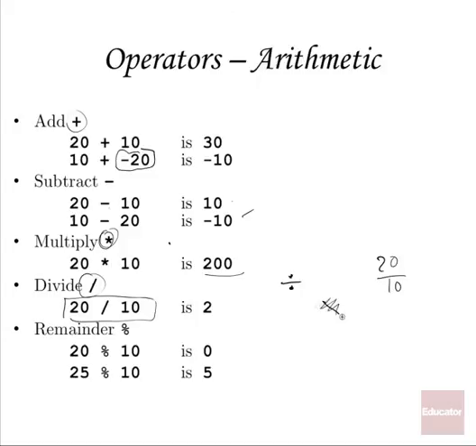And one that you may or may not be familiar with is the remainder. That's a percent operator. It kind of looks like the divide tipped over, but that is the percent operator, which takes the remainder. So 20 divided by 10 is 2, remainder 0. 25 divided by 10 is 2, remainder 5. This is called the modulus operator.